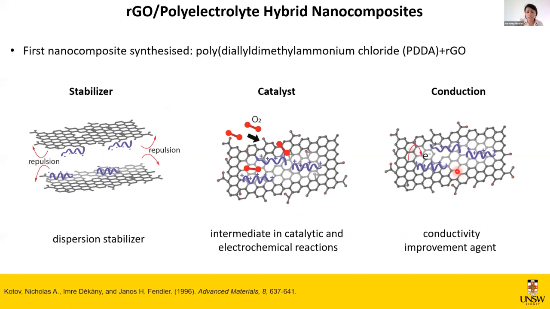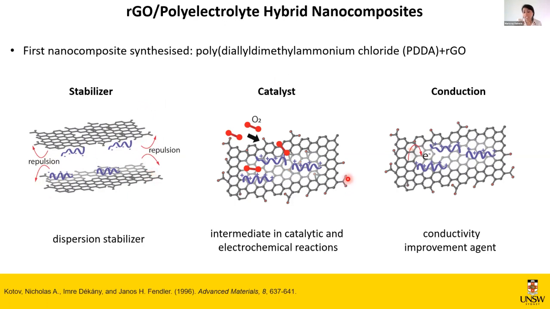Well, the polyelectrolyte nanocomposites were first developed by Nicholas Kotov in 1996. He was synthesizing polydiallyldimethylammonium chloride, that is a cationic polyelectrolyte, with reduced graphene oxide. And he observed that the exfoliation of the graphene oxide in aqueous solution before the synthesis of the nanocomposite was very well dispersed. And he attributed this to the repulsion of the electrostatic charges of the polyelectrolyte that are intercalated in between these sheets of reduced graphene oxide.